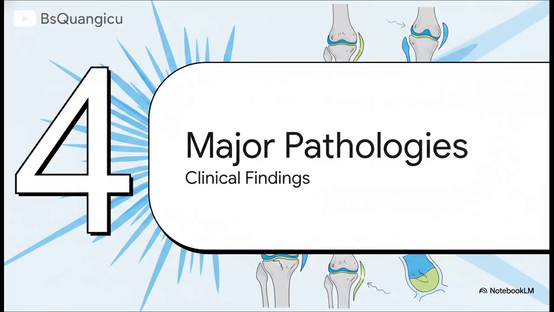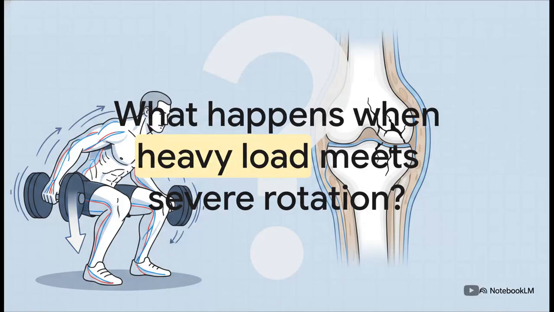Section 4. Identifying major knee pathologies. Clinical findings. So, picture this. An athlete squatting a massive weight, and suddenly, they twist. What exactly happens when heavy axial load meets severe rotational force? Well, that specific combination is a perfect recipe for meniscal tears.